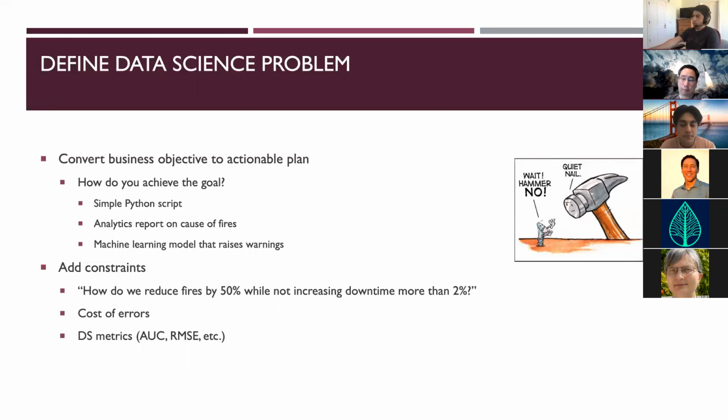And so once you have defined how exactly you want to achieve that goal, and once you add constraints, you also have to start figuring out what metrics are associated with that goal that you're working towards. So they might say reduce fires by 50%, but then you have to start figuring out, do you want log loss? Do you want AUC? Do you want RMSE? If you do want a machine learning model, you have to figure out exactly what you're trying to optimize for.